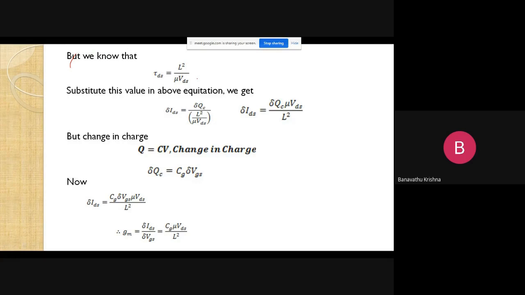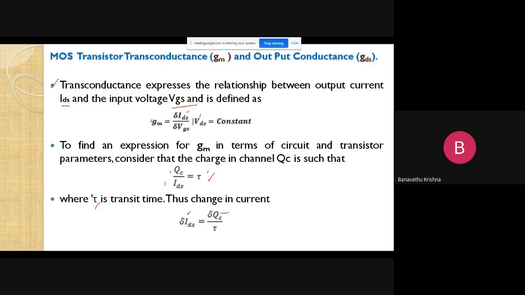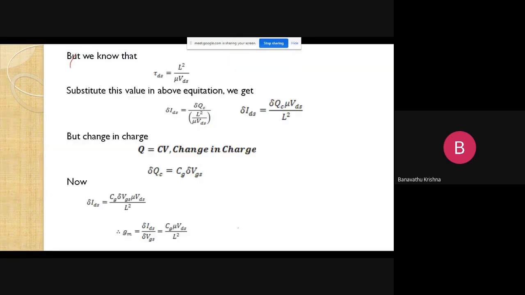Okay, now you can substitute this value in the above equation, that is the change in current, delta IDS equal to delta QC by tau. You can substitute the transition time value instead of tau. So delta IDS equal to delta QC by L square by mu VDS, which gives delta IDS equal to delta QC mu VDS by L square. Here mu is nothing but the mobility of the charge carriers.